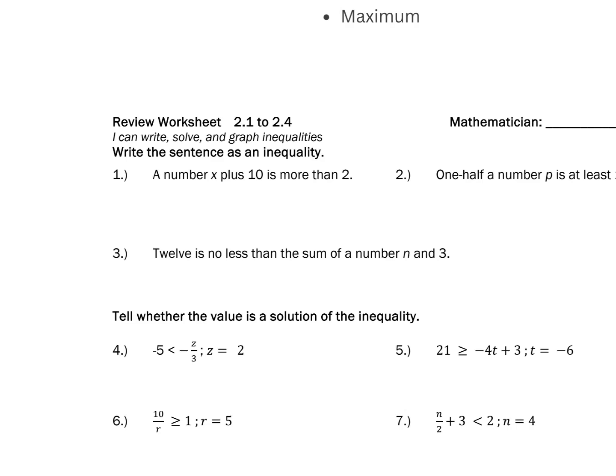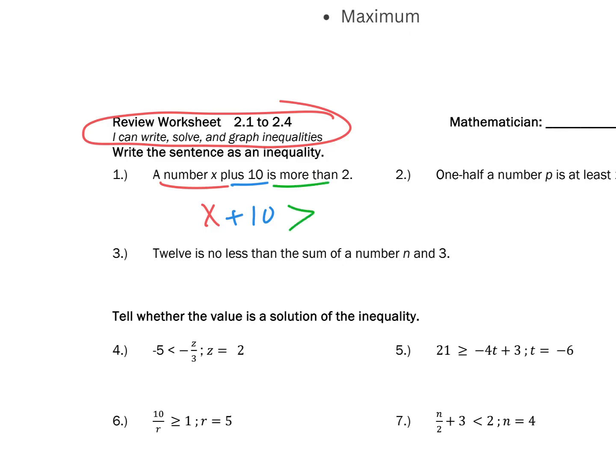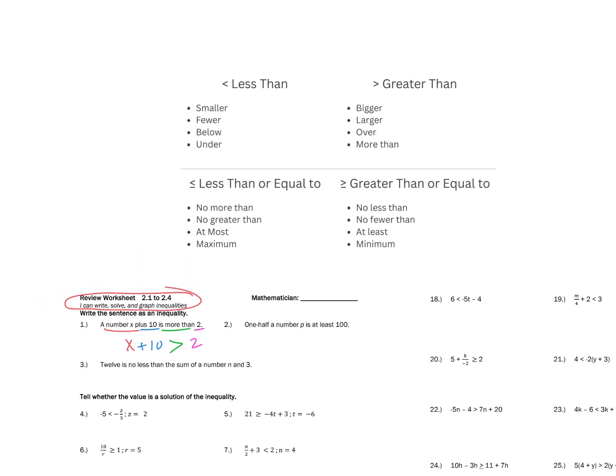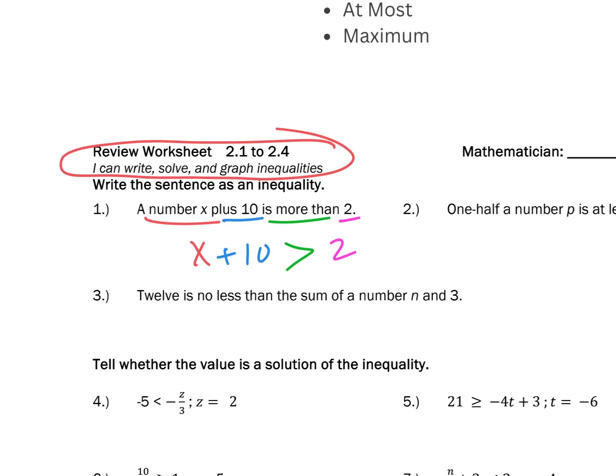All right, let's review all of our writing and solving and graphing of inequalities. This first one says, write the sentence as an inequality. A number, x, plus 10 is more than 2. And then just remember, I did give you this thing to help you check this stuff out. I have revamped it since the very first time I gave it to you, because the very first time, it was filled with nonsense. There it is, x plus 10 is greater than 2.